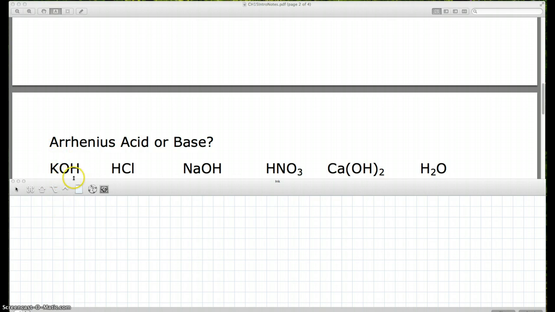This first one, KOH, ends in OH, so it's a base. HCl starts with H, so acid. NaOH, again, ending in OH, I know it's a base. The next one starts with H, so acid. This one ends in OH, so it's a base.